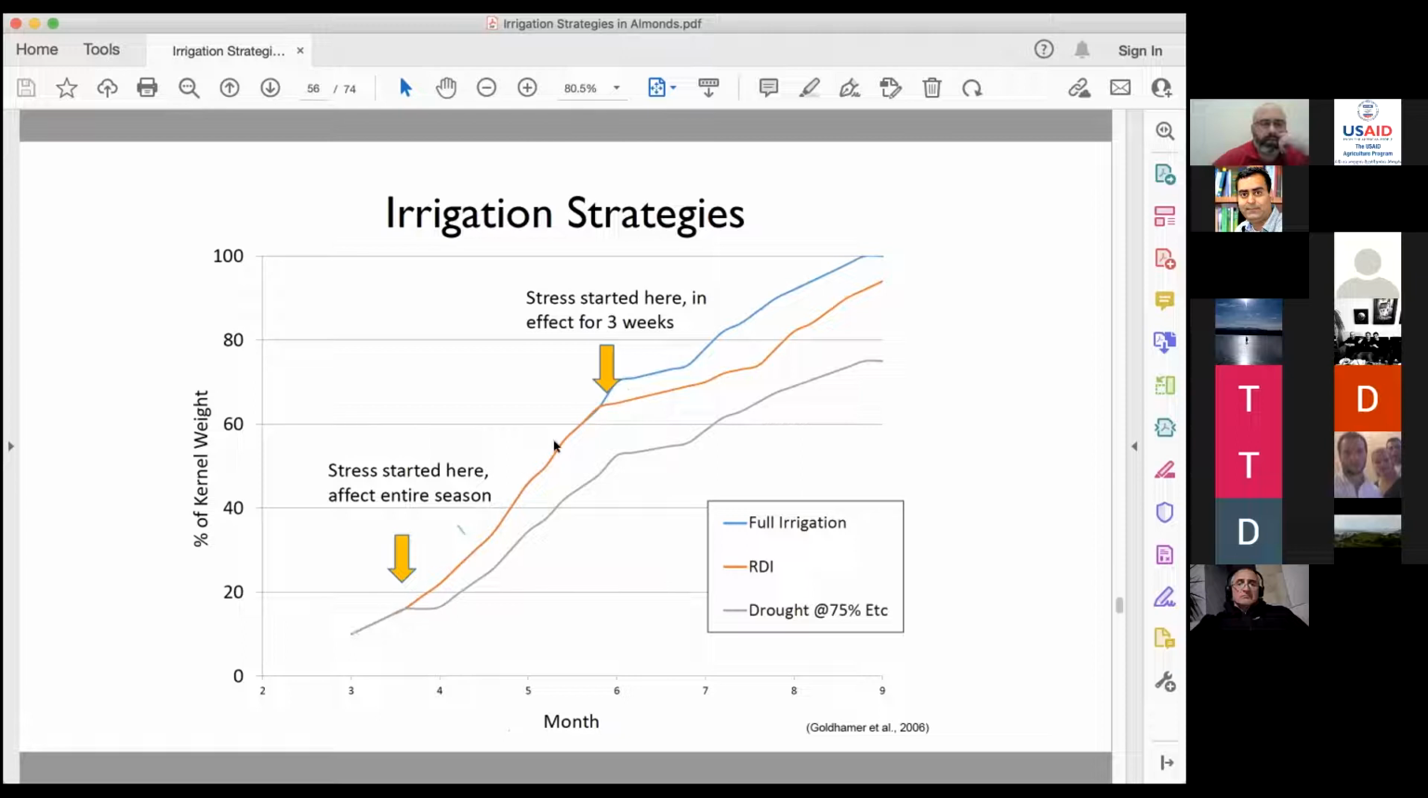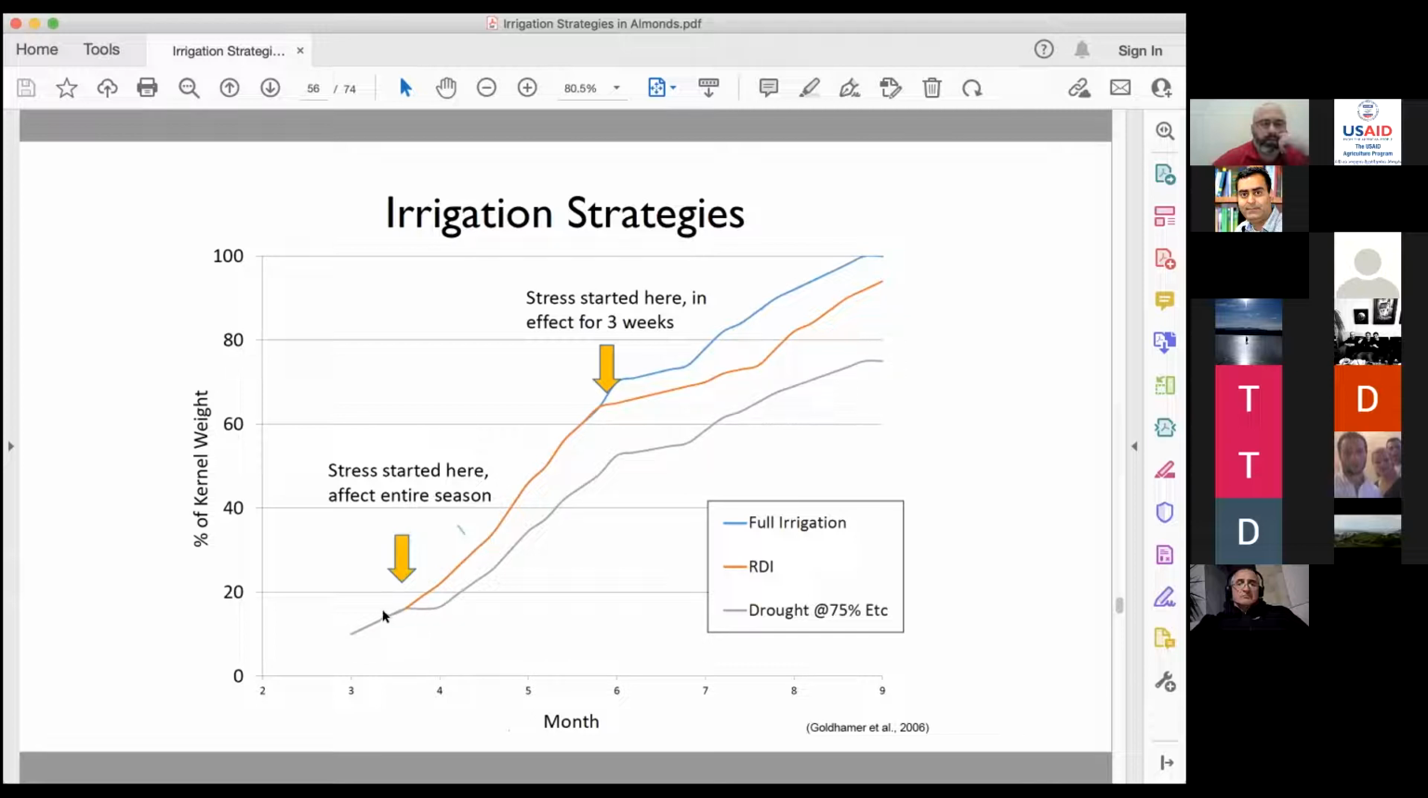water demand throughout the period that the kernel development was complete. So after the kernel development period, we basically stressed the trees and applied less amount of water. The gray line is the drought scenario where you only applied 75% of the total evapotranspiration demand throughout the season.